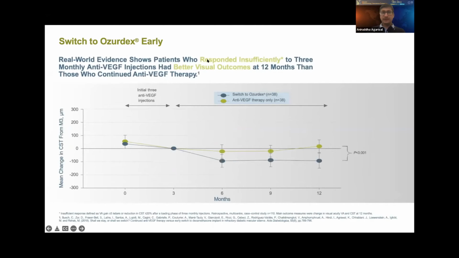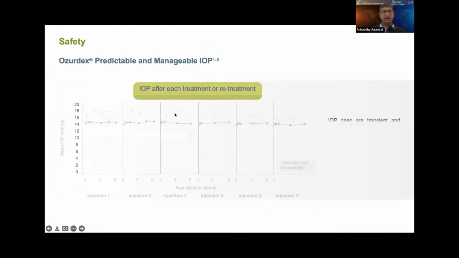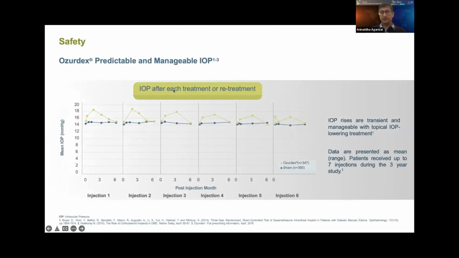Now, switching to Ozurdex early also shows that visual acuity outcomes may be better at 1 year compared to those who continue on anti-VEGF therapy. And we realize that for all these patients who receive corticosteroid, one of the important considerations we have is rise in the intraocular pressure and cataract formation. But we now know with corticosteroid, with Ozurdex specifically, that the rise in IOP is quite predictable and very easily manageable at the most with topical therapy.